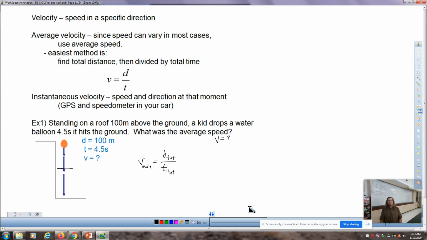why would I use 4.5? If I could have used 5, then we could use whole numbers. But you get the idea that you're averaging all of these speeds together, and if it's speeding up at a constant rate, we call that uniform acceleration. Then right at the middle, its instantaneous speed is its average speed.